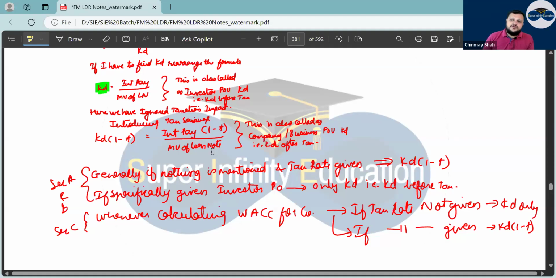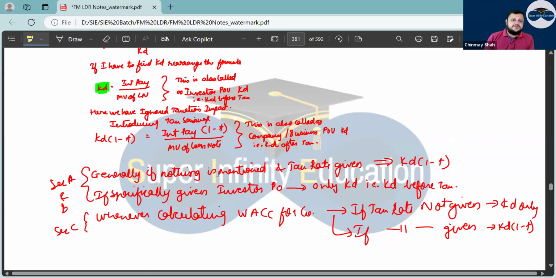But if they ask you for KD from the company point of view, then in that case you do KD as interest payment times 1 minus the tax rate, divided by the market value of the loan note, because it is the same amount of loan note.